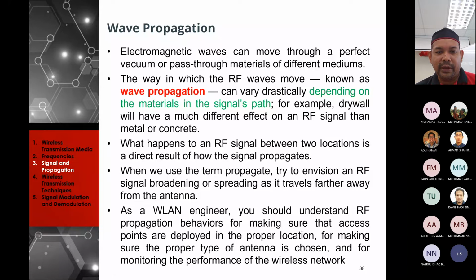Wave propagation: electromagnetic waves can move through a perfect vacuum or pass through materials of different mediums. The way in which the RF wave moves, known as wave propagation, can vary drastically depending on the material the signal passes through. For example, drywall will have a much different effect on an RF signal than metal or concrete. What happens to an RF signal between two locations is a direct result of how the signal propagates. When we use the term propagate, think of the RF signal bending or spreading as it travels farther away from the antenna.